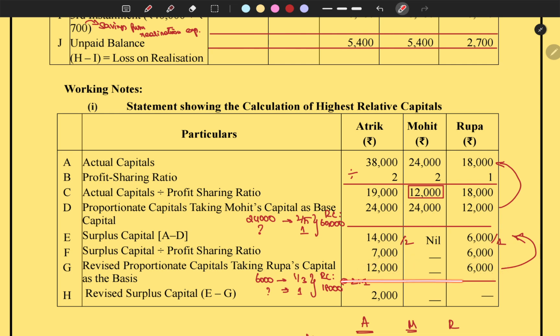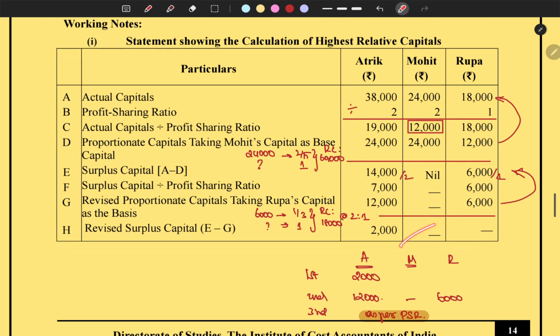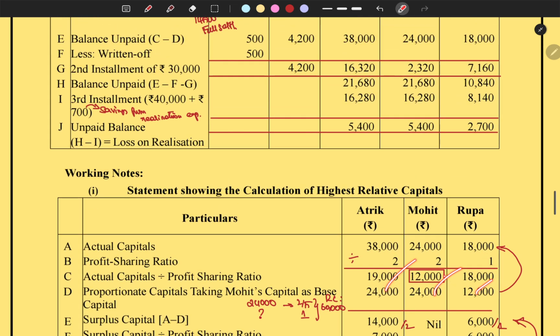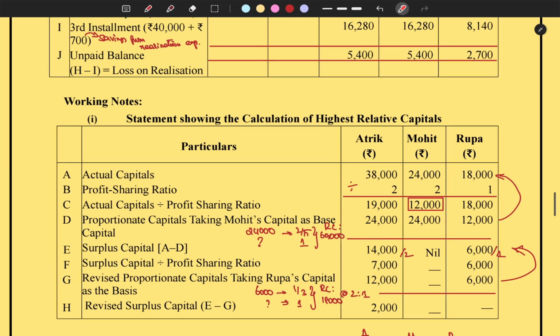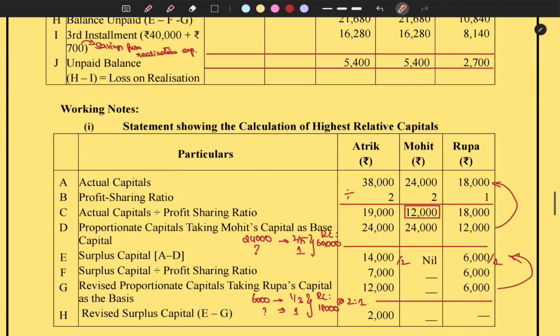Then we found that Attrick is the one who paid 2,000 extra. So Attrick should be paid first. Then Attrick and Rupa should be paid next, and then all should be paid at the PSR. So this is the method where we focus more on who paid more capital, right? So we calculate the proportions and who is paid first and who has to pay next.